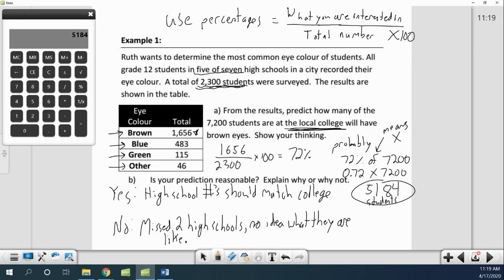So some people say yes, the high school numbers should match the college. We got 5 out of 7, we got most of our high school students, so we should be pretty close here. Others say no, we missed 2 high schools, and they might make a big enough difference. As long as you justify, as long as you have your reasoning, you should be good to go. Don't just leave it at yes or no. The explain is the important part.